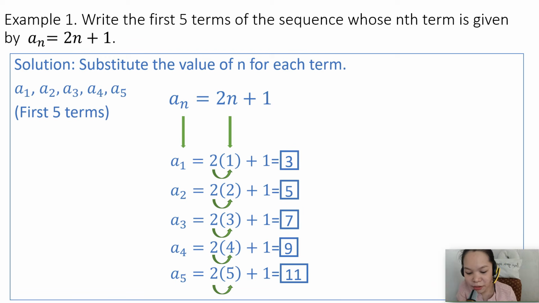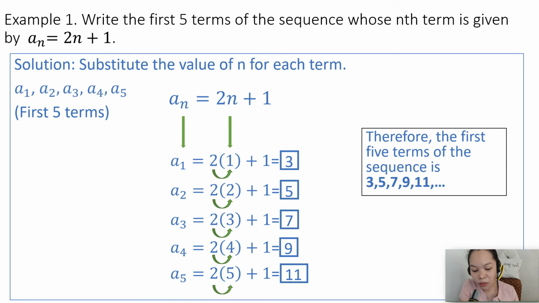Okay, so after solving for a1, a2, a3 up to a5, we are then going to write these answers, 3 up to 11, in a sequence manner with a comma in between them. So therefore, the first 5 terms of the sequence are 3, 5, 7, 9, and 11.